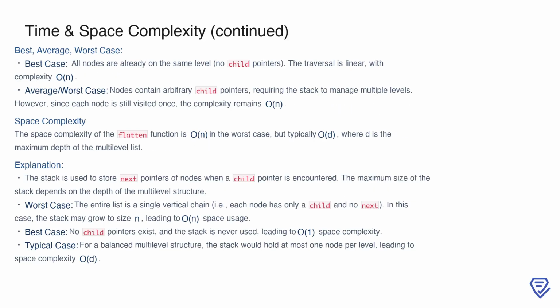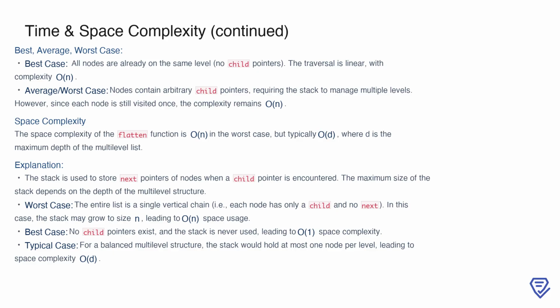Now let's examine the best, average, and worst-case scenarios for this algorithm. In the best case, all nodes are already on the same level of the list, meaning no child pointers exist. Here, the traversal is straightforward and linear, with a time complexity of O(n). For the average or worst case, nodes contain arbitrary child pointers, causing the algorithm to switch between levels using the stack. However, even in these scenarios, every node is still visited only once, so the time complexity is O(n).